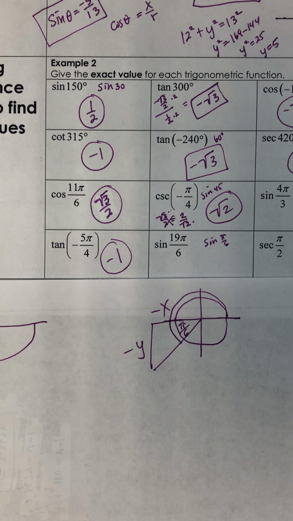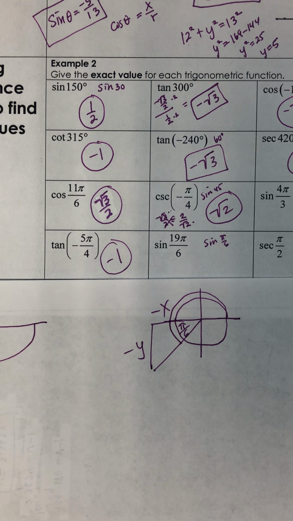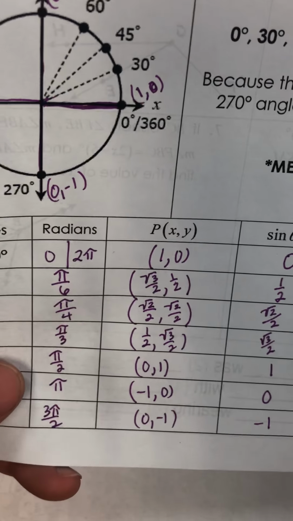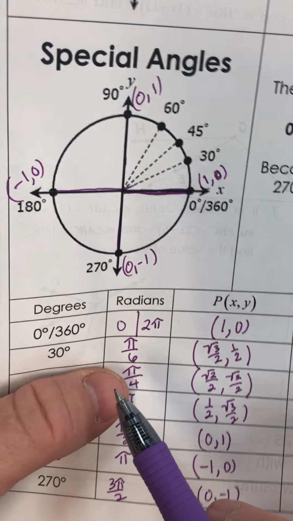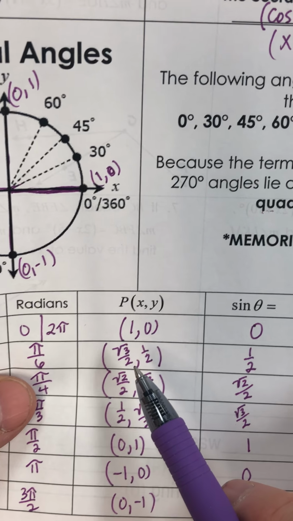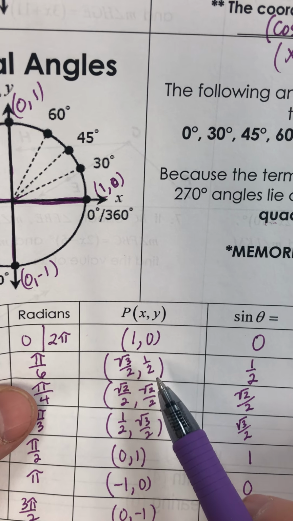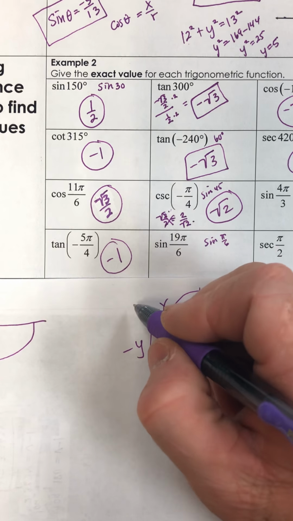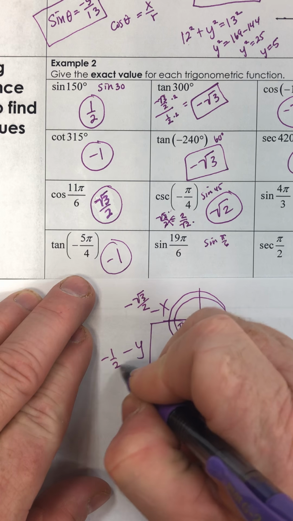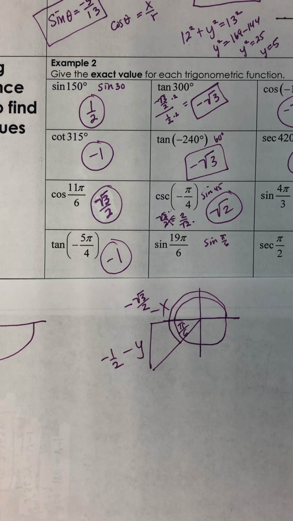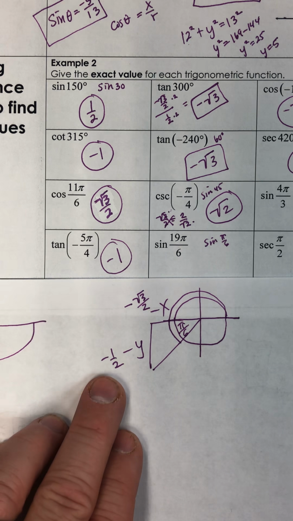So what is pi over 6, or 60 degrees? Or, sorry, 30 degrees. Pi over 6. 30 degrees, pi over 6. So square root of 3 over 2, 1/2. Square root of 3 over 2, so negative square root of 3 over 2, and negative 1/2. And we want sine, so sine is the y value, so negative 1/2.